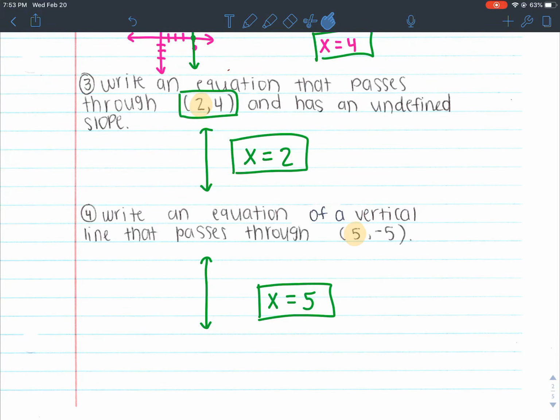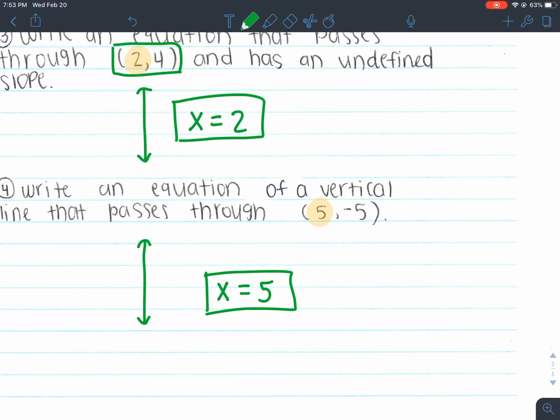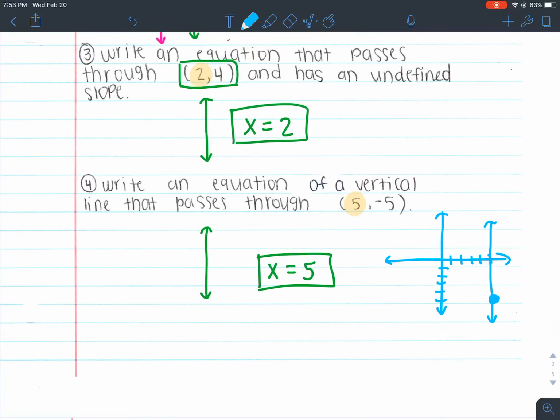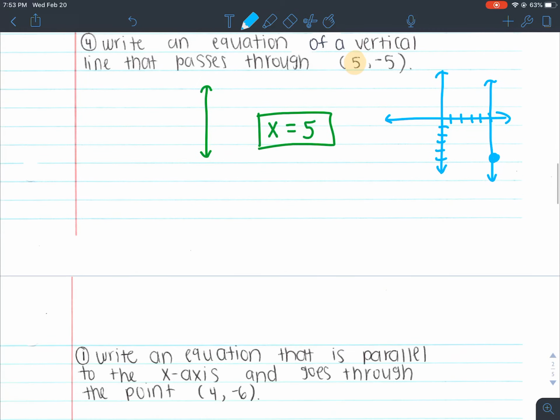Don't overthink them. If you need to, you can always draw a picture. So for number 4, you can actually draw a graph if you'd like. So here's an example. I'm going to plot the point 5, negative 5 for you. That's going to be down there. I want a vertical line that passes through it. So it has to go up and down. That goes through that point. Okay, and it goes through the x-axis at the point 5. Okay, so you can always draw a picture if you want. You do not have to.